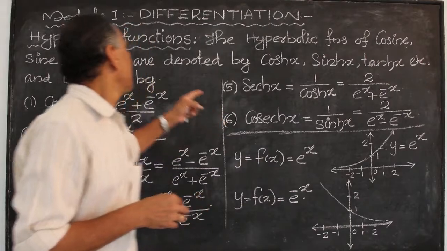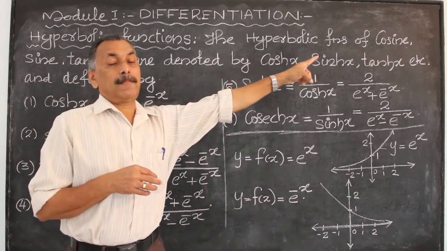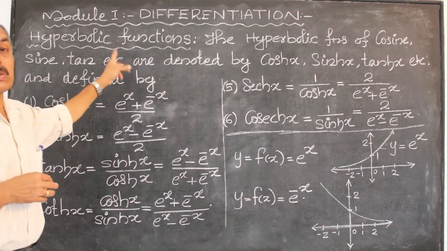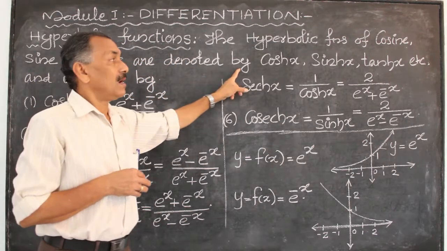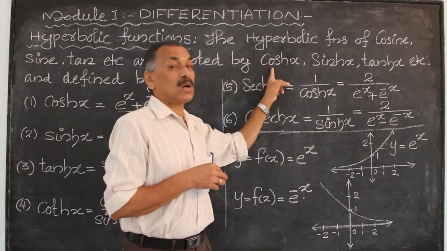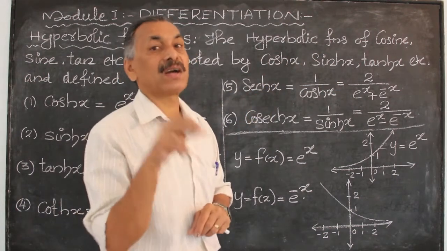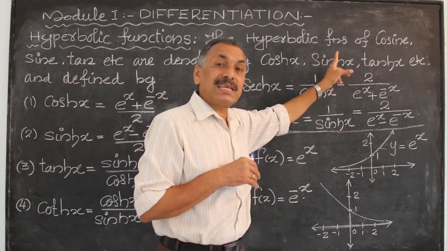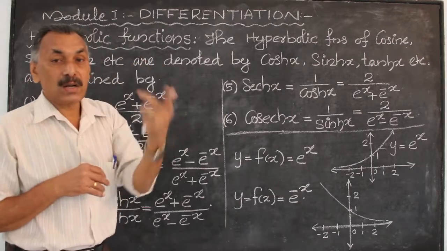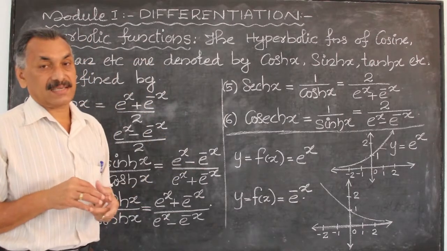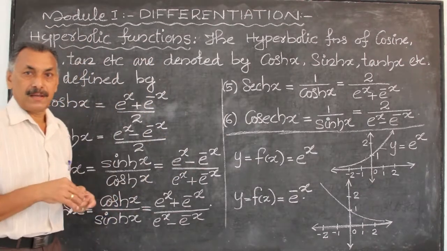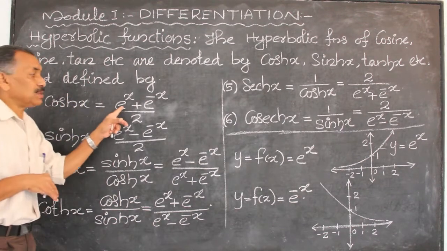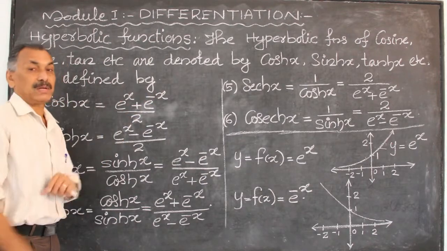See, the hyperbolic functions of cosine, sine, tan, cot, cosecant, secant: the hyperbolic function of cosine is denoted by cosh x. Similarly, the hyperbolic function of sine is denoted by sinh x, tanh x, coth x, cosech x, and sech x. And they are defined as follows: cosh x is equal to e raised to x plus e raised to minus x, divided by 2.